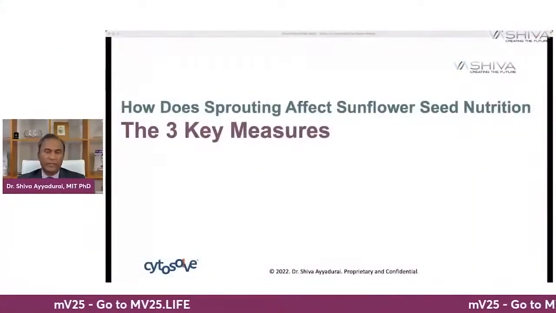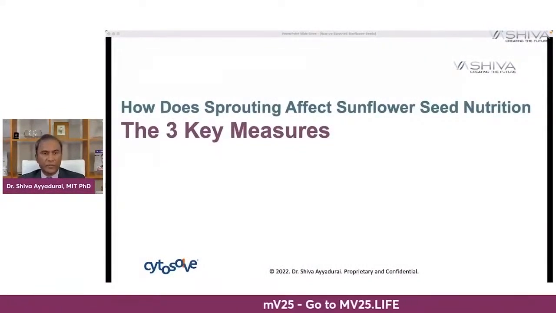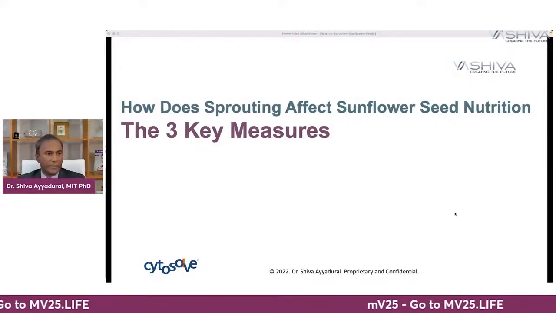So again, why am I sharing this with you? I want you to understand that how we process food affects the systemic nature of the food. So now let's go to our research, what we discovered. How does sprouting affect sunflower seed nutrition? And here are the 3 key measures. So let's look at it.